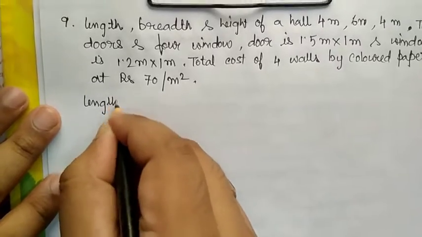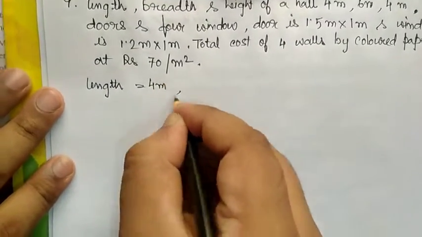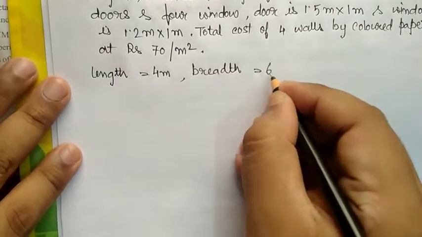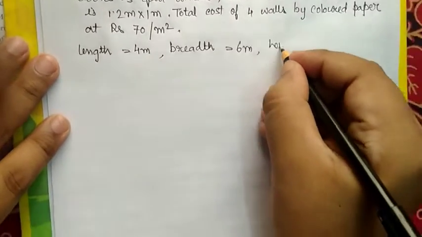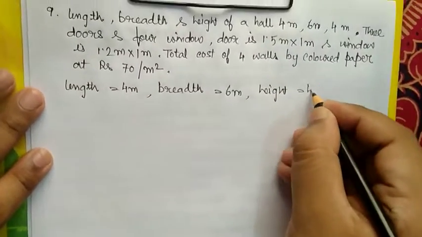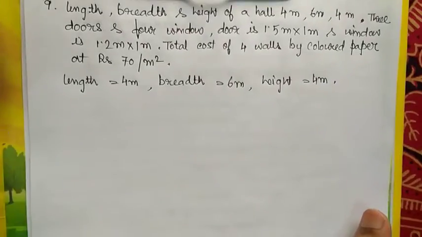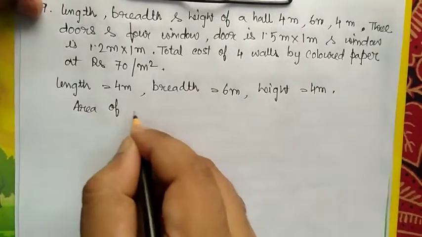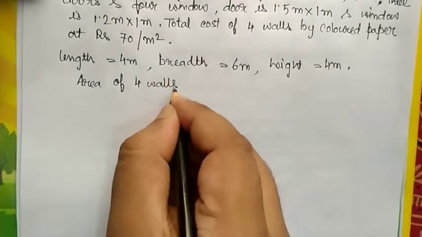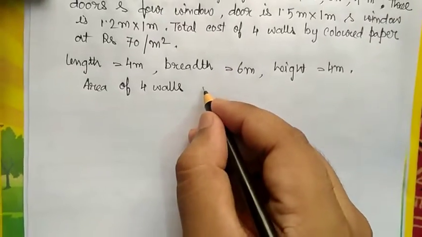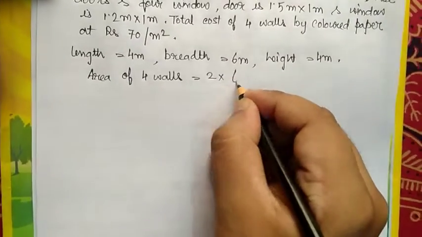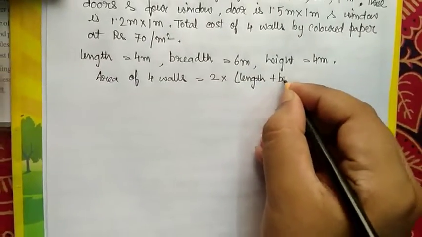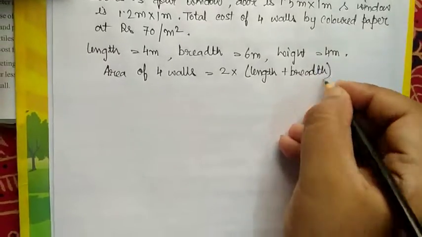So now, length equal to 4 meter, breadth equal to 6 meter, and height equal to 4 meter. First of all, we have to find the area of the 4 walls. So the area of the 4 walls, this is also a formula. The formula is area of the 4 walls equal to 2 into (length plus breadth) into height.